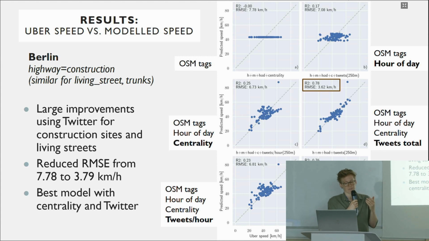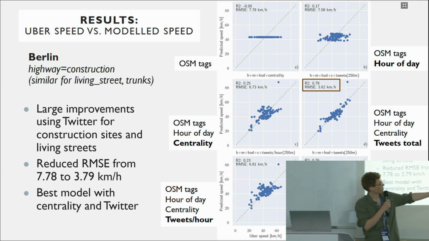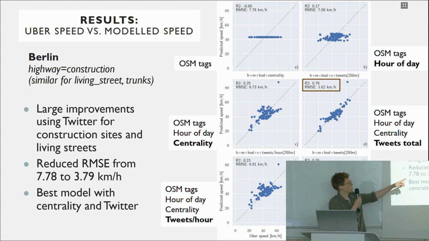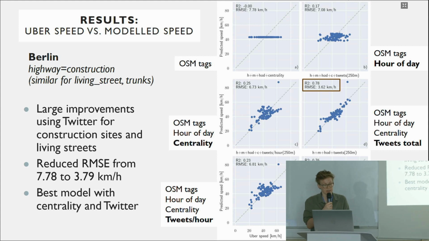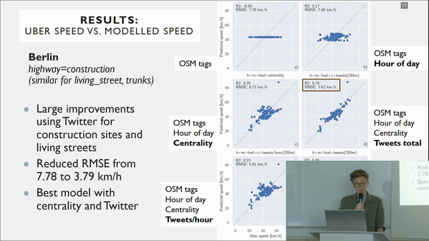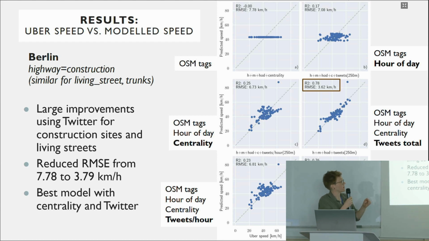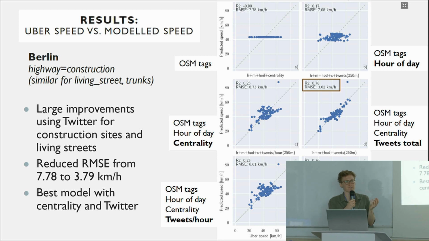And we see again that with Twitter data we get much better results. For example, in the lower right, we can cut the root mean square error in half by adding the Twitter data compared to the baseline model. And still the best model is the one which also takes into account centrality, by marginally better. This we also see for the street types Living Street and Trunk, and this is quite promising because construction sites are often the cause for traffic congestion.